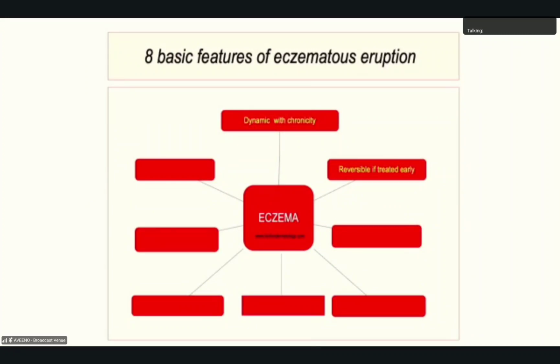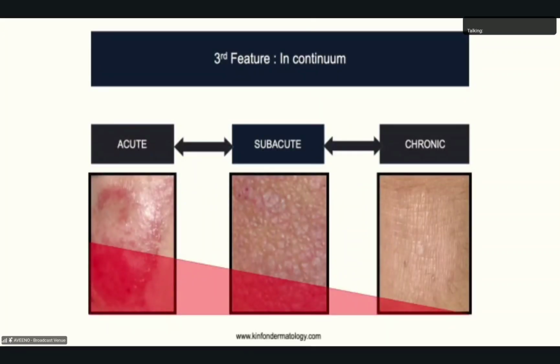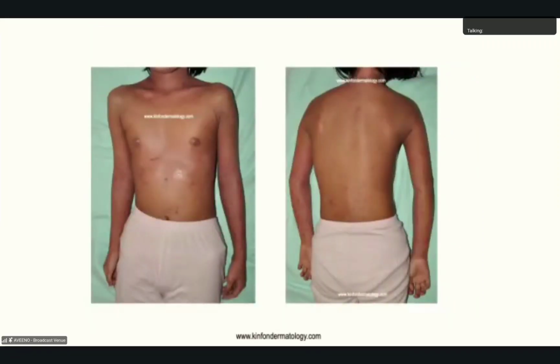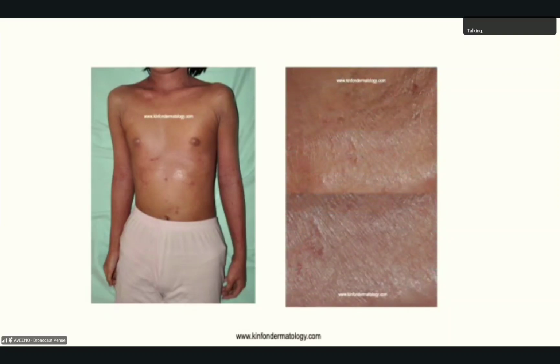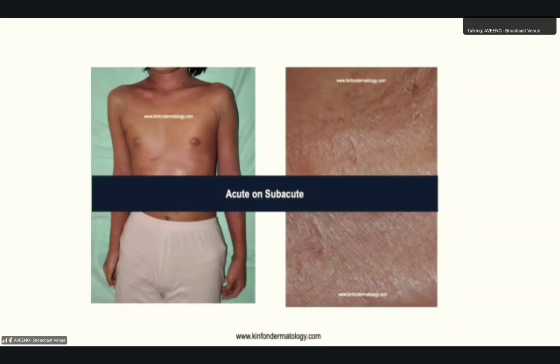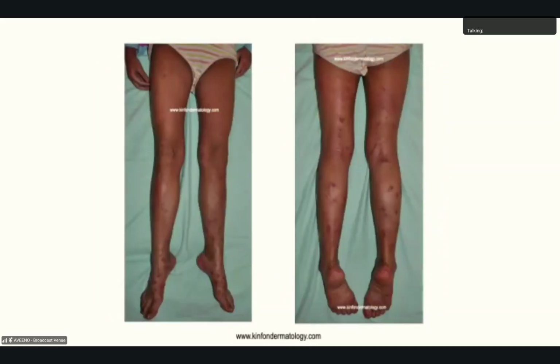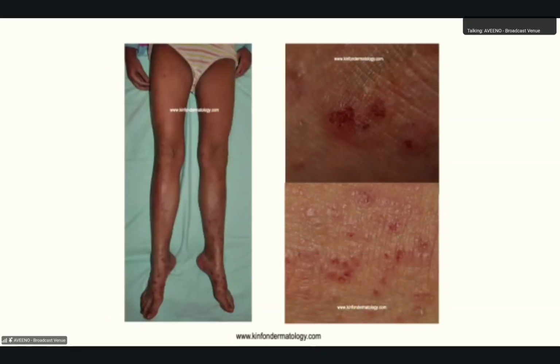The third feature of eczema is overlaps. As highlighted just now, we are the ones who compartmentalize eczema into acute, subacute, and chronic. But the eczema itself does not read our textbook. So in real life, you have a lot of overlaps. For example, in this child, there is acute and subacute eczema over the chest, and acute on chronic lichenified eczema over the lower limbs here. You can see they are acute on chronic.